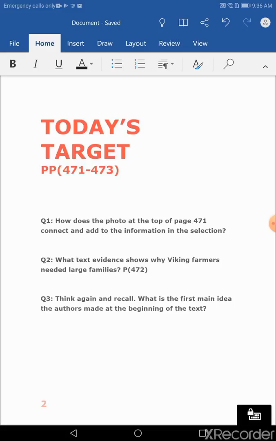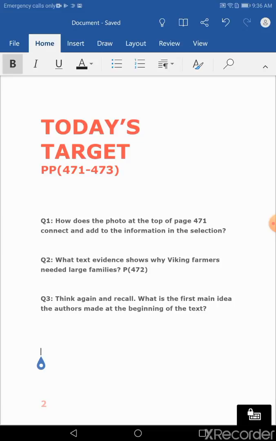What is the first main idea the author made at the beginning of the story? What idea was passed by the authors to us, the readers, about the Vikings? We talked about it in the past videos, so try to remember, recall some ideas, and tell me what you think the main idea about the Vikings was that we got from those authors. So these are our targets for today.